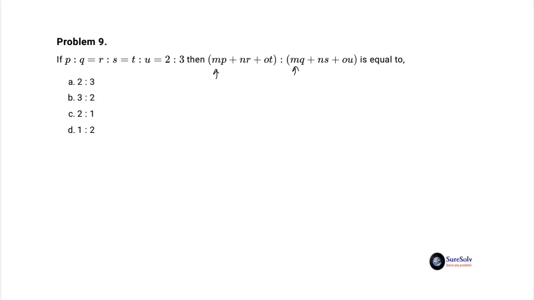So you take the common sense path by expressing P in terms of Q from the given ratio relation to get P equal to 2 by 3 Q. You know that when you substitute the value of P in the target expression, the first term of the numerator will change to 2 by 3 MQ. The same will happen when you substitute R equal to 2 by 3 S and T equal to 2 by 3 U.